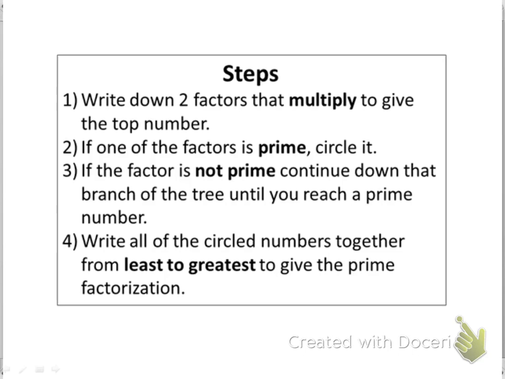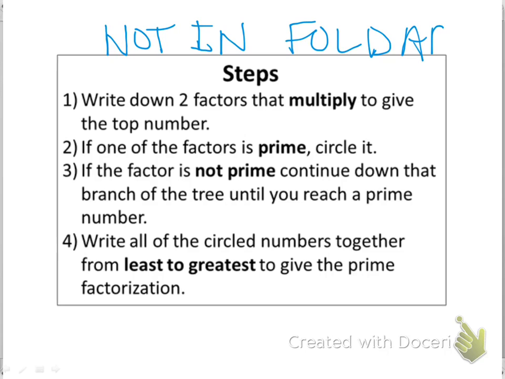Alright, I need you to write down these steps. Do not write them in your foldable. Write them somewhere else on that page, but not inside your foldable. The first step for finding the prime factorization of a number is to write down two factors that multiply to give your number, or your top number.